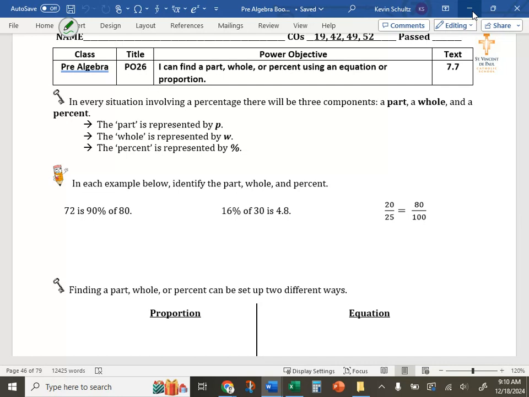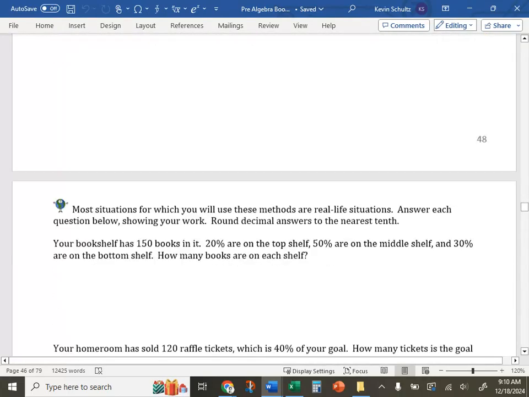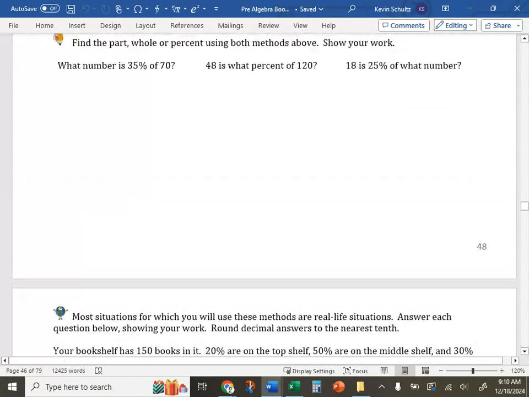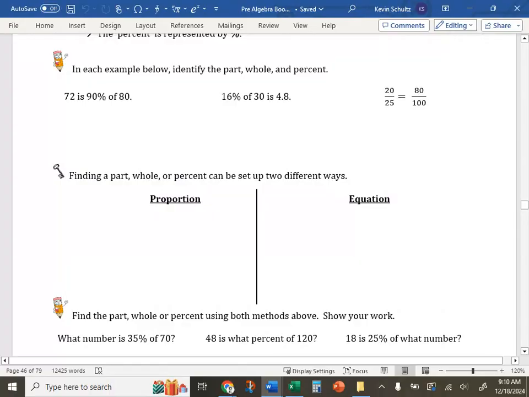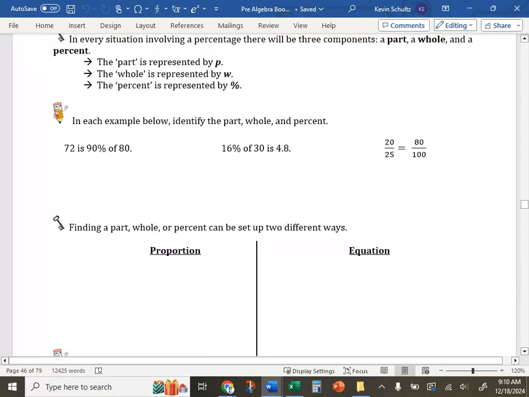Okay, you've actually been doing this already in CO24 and CO25, only we didn't name it. We didn't call it a part, a whole, a percent, whatever. We just set up a proportion. But when you got word problems, which is kind of what this objective is lending to here, you have to be able to identify in this situation, what is my part, what is my whole, what is my percentage? So let's start with kind of basic situations here.